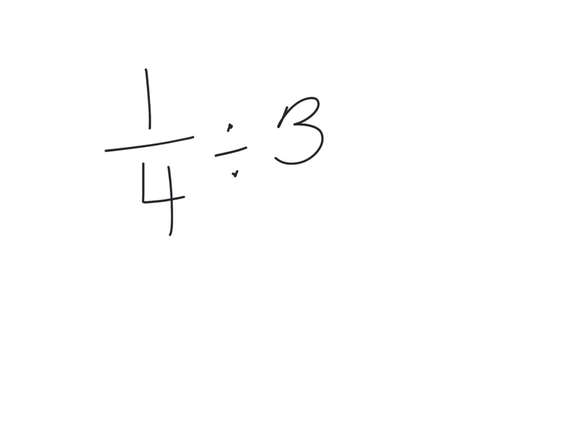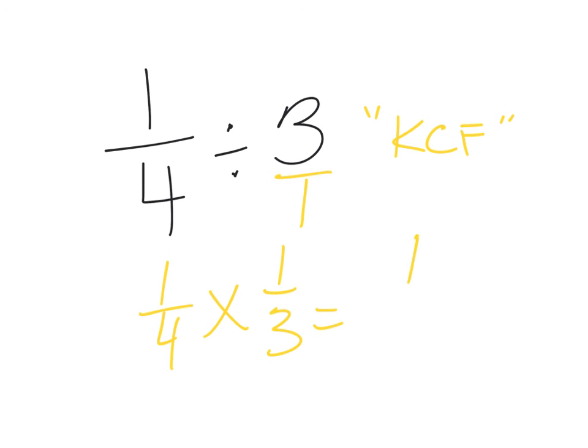All right, on this last example, let's look at it again. We're going to think again, keep, change, flip. We're going to keep the 1/4. We're going to change the symbol to a multiplication symbol. And instead of it being 3/1, we'll change it to 1/3. We'll multiply across. 1 times 1 is 1. 4 times 3 is 12. We'll get that answer of 1/12. So again, new, kind of weird looking, but the more you practice it, the more it will make sense.